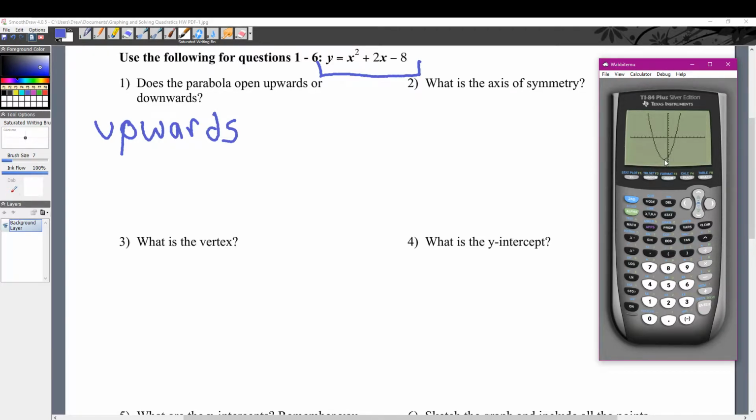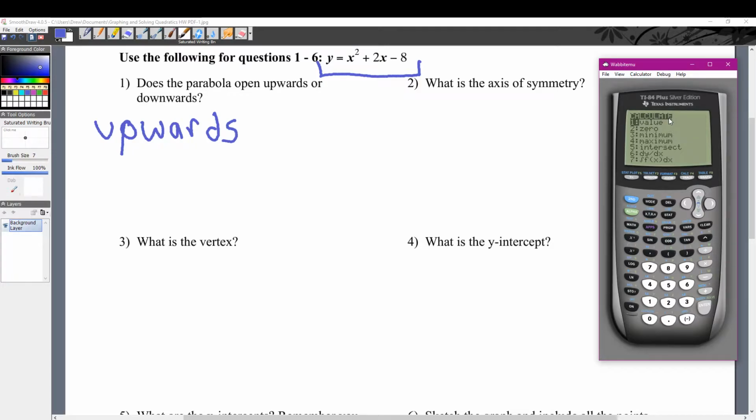So, to find the vertex, we're going to go on a graphic calculator. We're going to hit second, and then go to where the button says trace. As you can see above that button in blue letters, it says calc. That's what we're looking for. Hit that button, and we get the menu that says calculate.